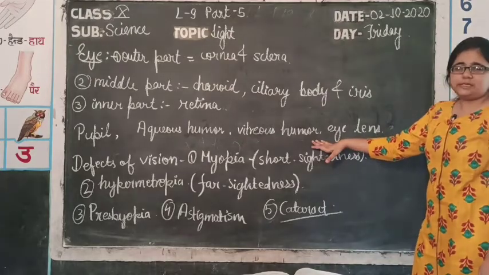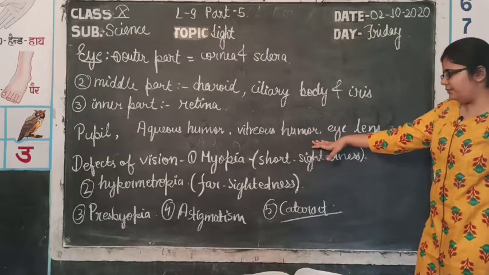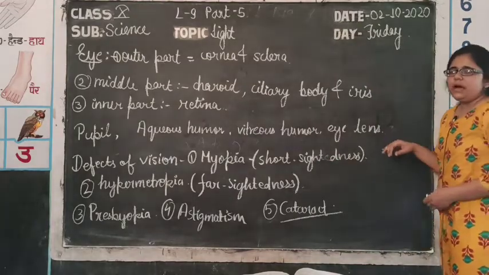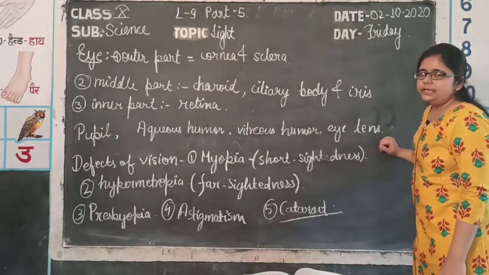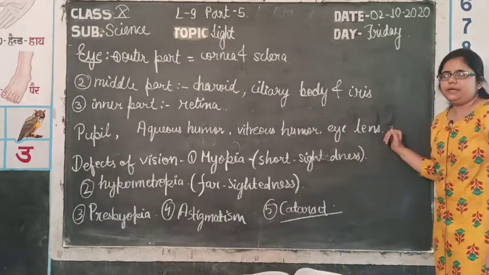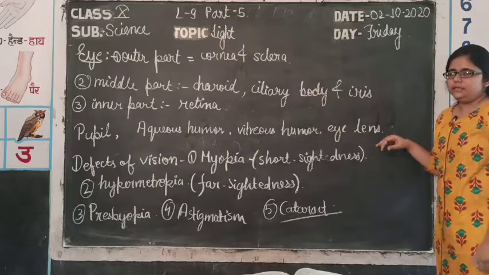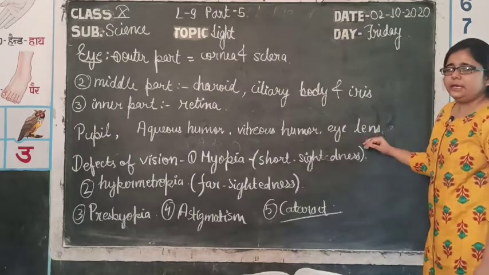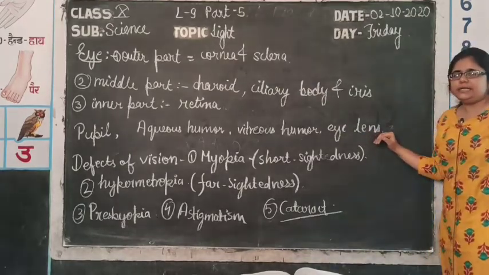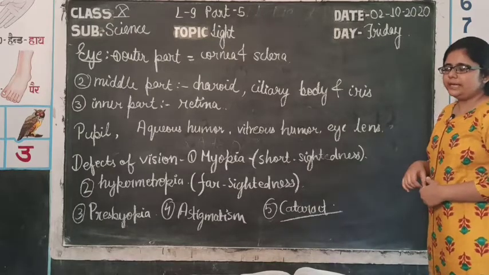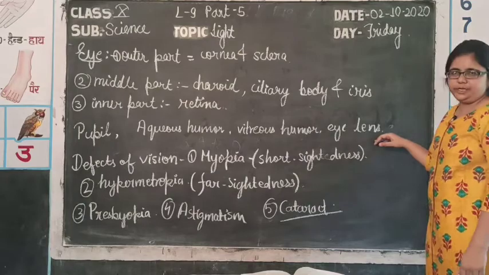Vitreous humor is present between the lens and retina of the body. Then comes the eye lens. When the eye lens becomes thick, its focal length is decreased, and when the eye lens is thin, its focal length is increased. So by thickening and thinning of the eye lens, we can change the focal length, and this property of changing the focal length is known as power of accommodation.